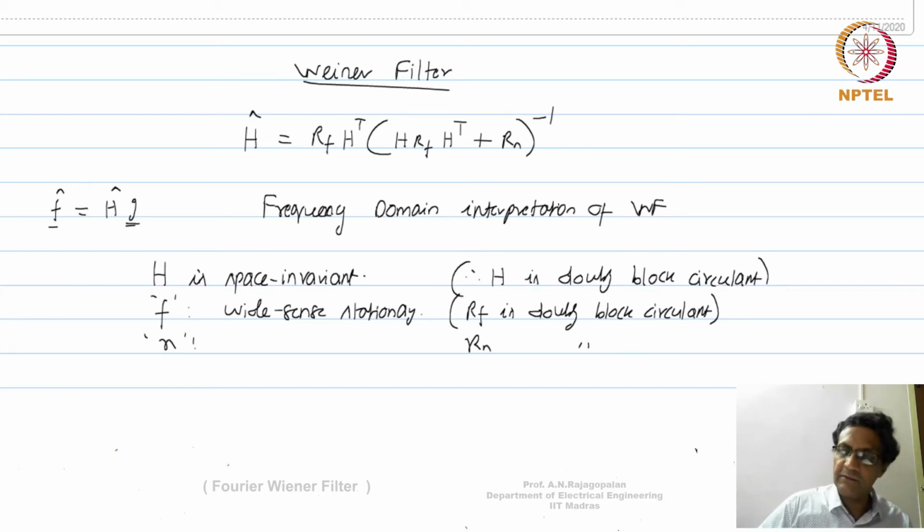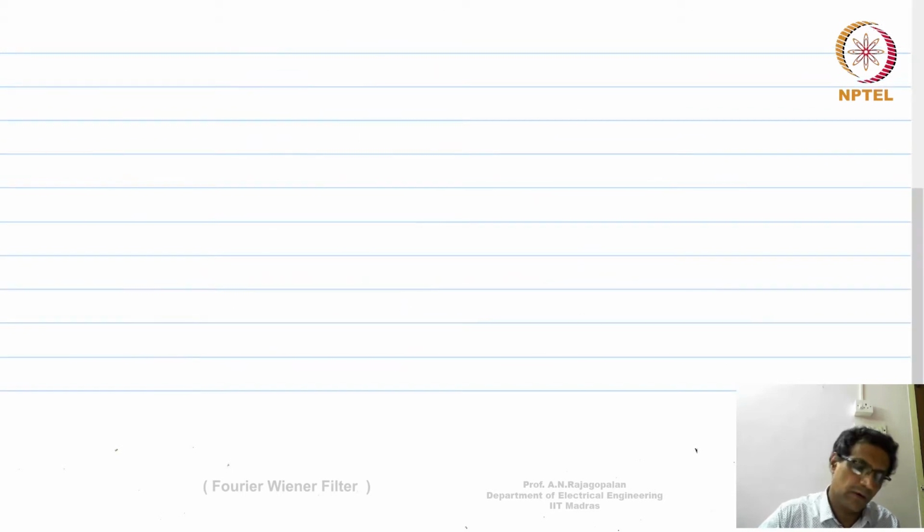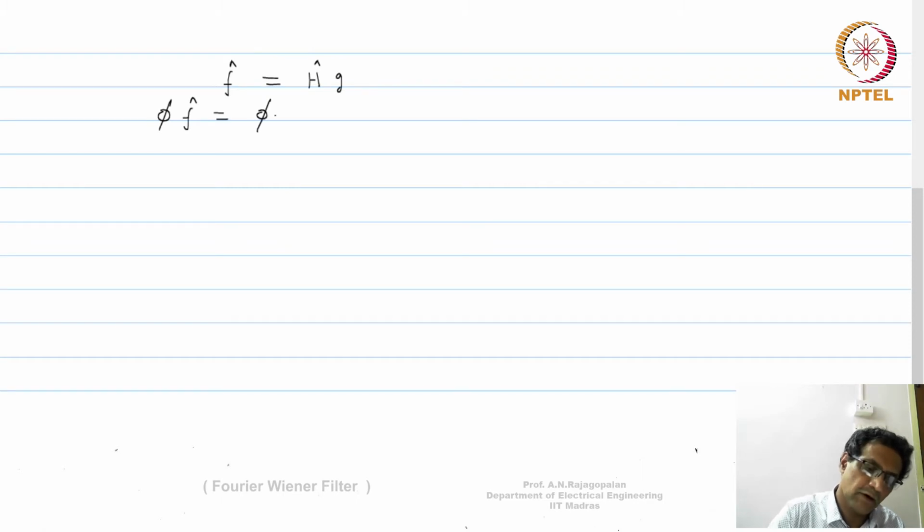Now, under these conditions, we can make an attempt to go to the Fourier domain. As we know, in order to go to the Fourier domain, we'll have to multiply by a Fourier matrix. So let us say I've got F hat equal to H hat into G. G is my observation, therefore doing Phi F hat in order to take me to the Fourier domain will mean that I've got Phi H hat G. Of course, in this case, this has to be a 2D DFT of an appropriate size, which, if F hat is m by m, then this vector is m square by 1, therefore your 2D DFT will also have to be m square by m square.